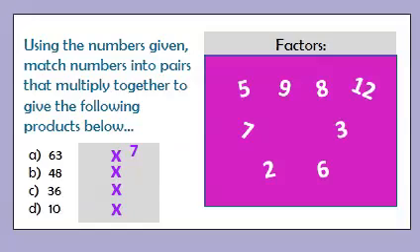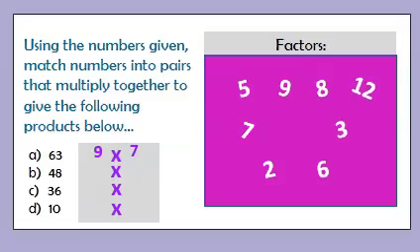Look at this table. The table contains numbers such as 5, 9, 8, 12, 7, 3, 2, and 6. Using those numbers, you have to match them into pairs that you multiply together in order to get, in the first case, 63. So what are the two numbers that you multiply in order to get 63? It's 9 times 7. So 9 times 7 gives us 63.